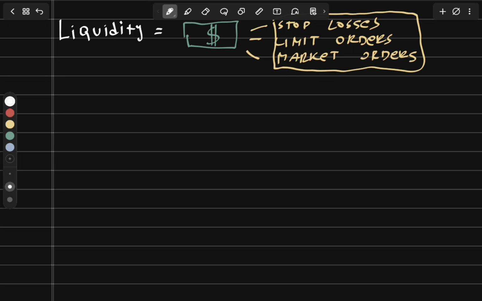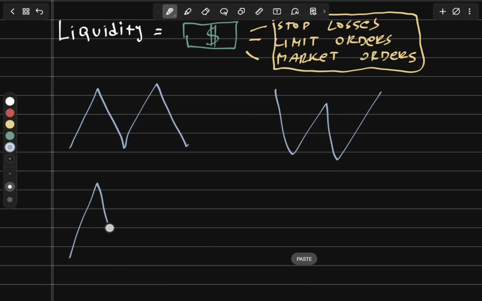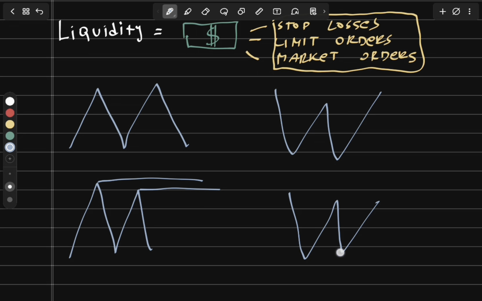Now, to narrow this down even more, there are certain patterns that retail likes to trade that institutions or algorithms like to use to their advantage in order to grab the liquidity. One of the most common patterns is going to be double top and double bottom, or relatively equal highs and relatively equal lows. I'm just going to explain it in a second.